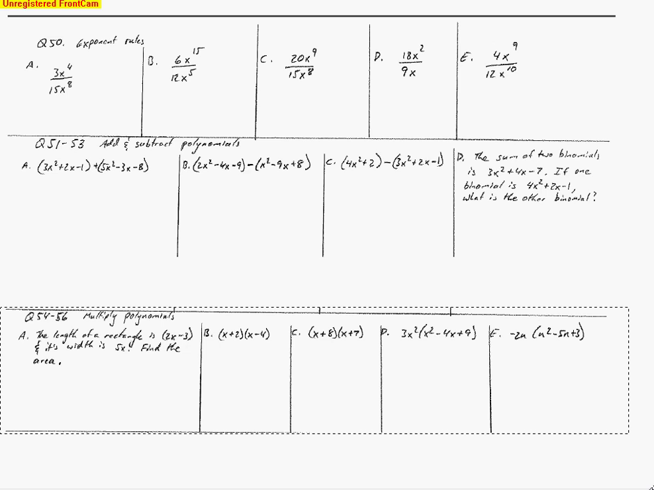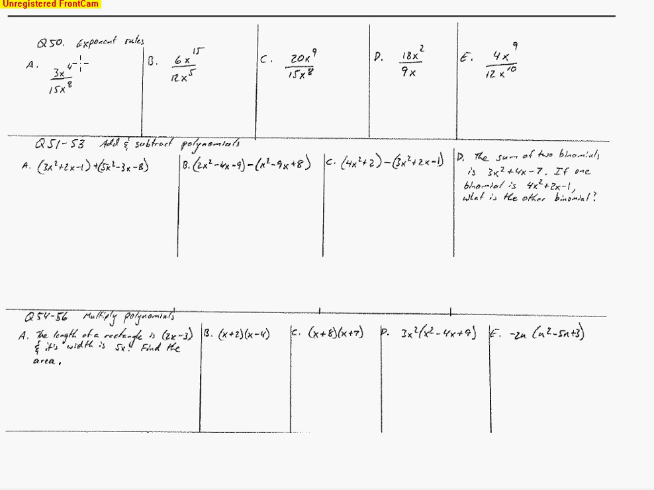This is the top of page 4 of the study guide for Algebra, benchmark 2. And so let's take a look at these first problems here. Question number 50 on the test is going to be dealing with exponent rules. So it'll look something like this, one of these types of problems where you have a fraction and you'll have to reduce it, but you'll have some exponents on variables.